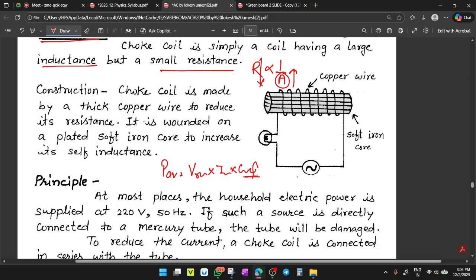To reduce its resistance, it is wound on a laminated soft iron core to increase its self-inductance. Laminated means first you have to cut the slices of this soft iron core, then laminate each of the parts, then join them. So this will increase its self-inductance.